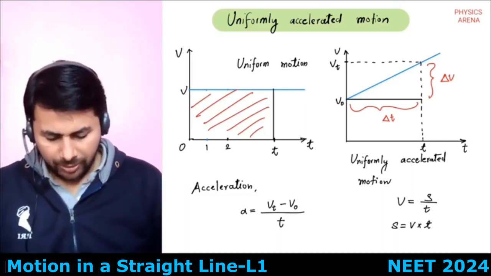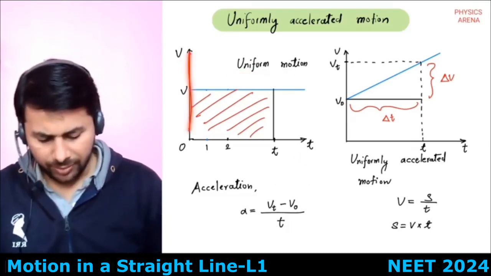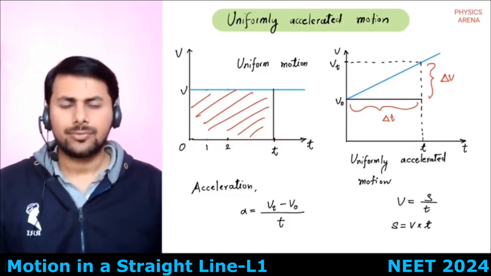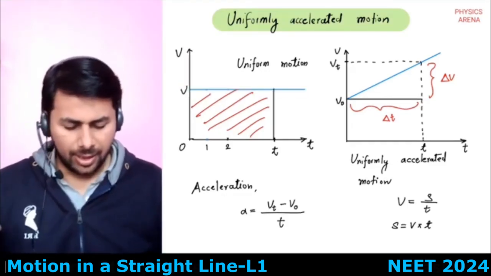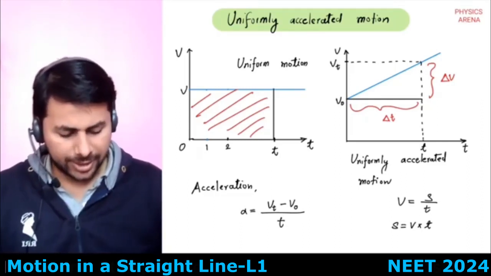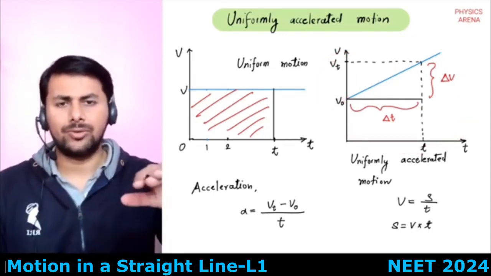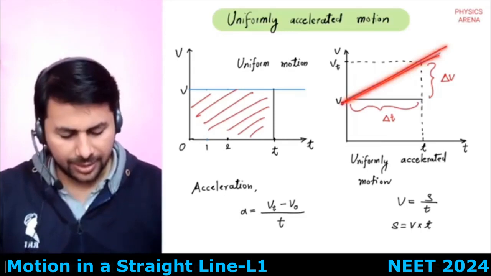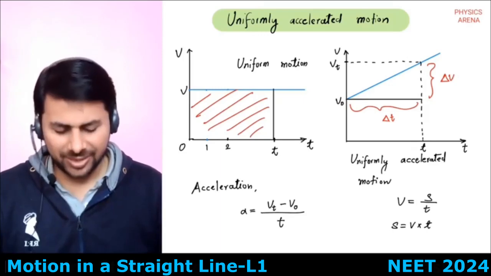Now, if I want to plot the velocity versus time graph of a uniform motion, the graph will look like this. Motion is uniform, that means velocity is constant. So the graph will be like this. If I want to plot the velocity versus time graph of the uniformly accelerated motion, the graph will look like this. Velocity is changing, but that change is uniform, so you will get a straight line. So I can say this is also uniformly accelerated motion with some acceleration.